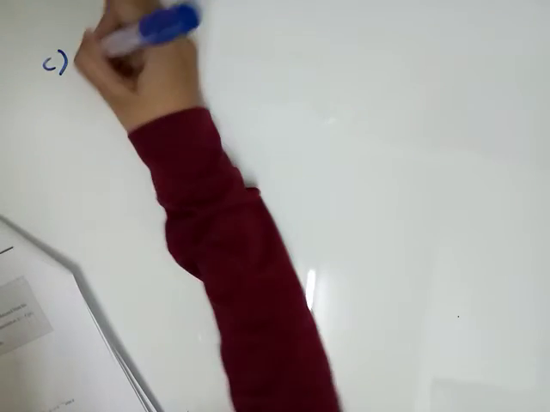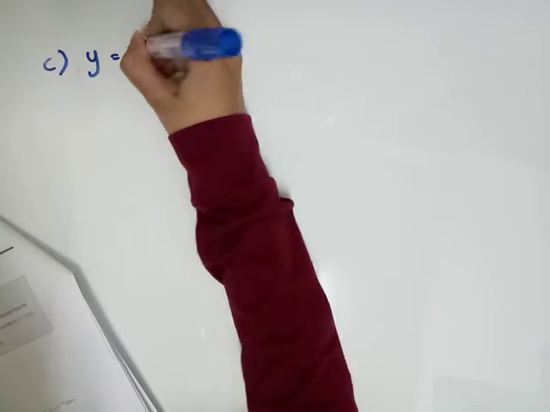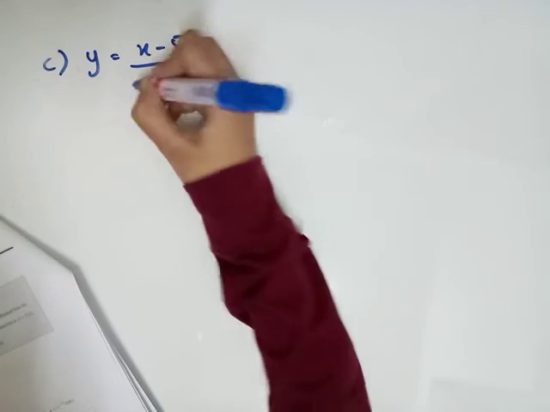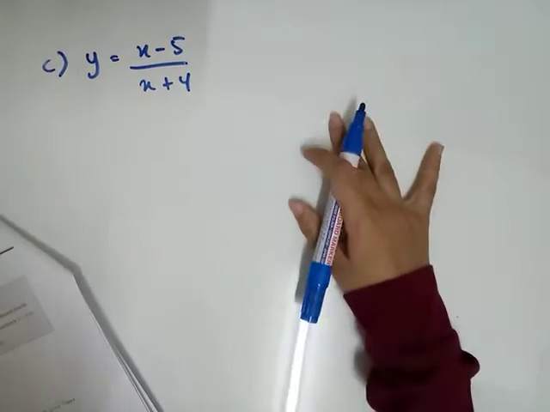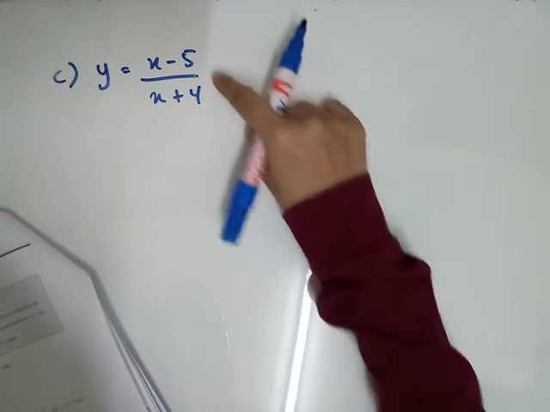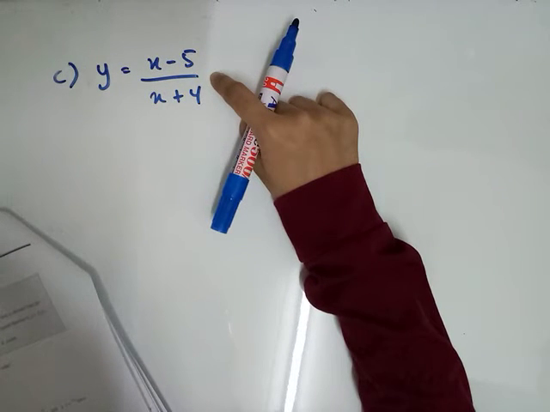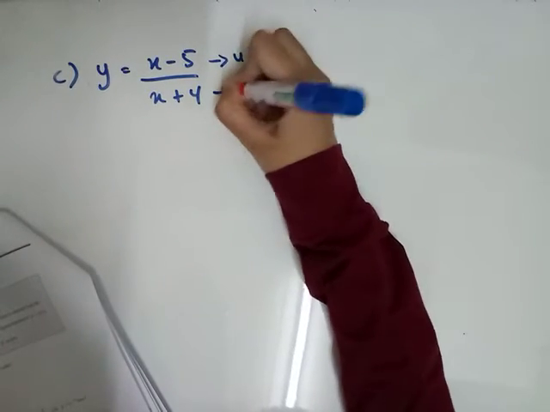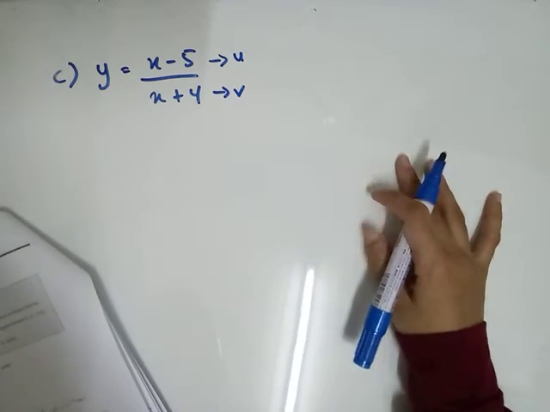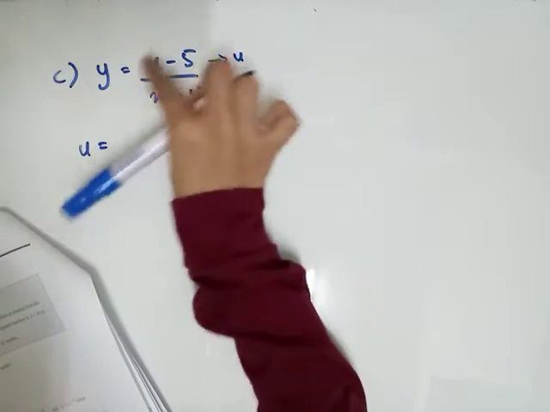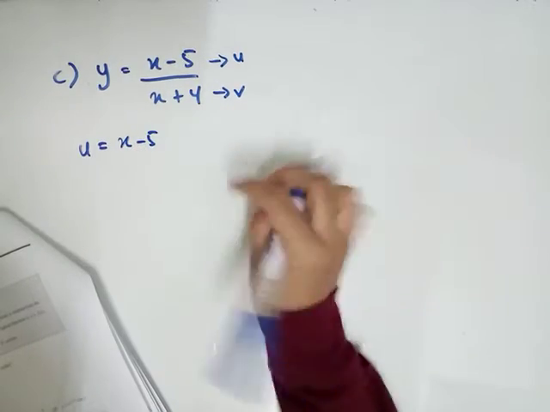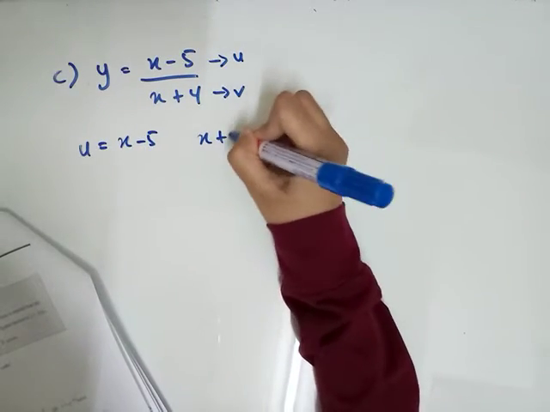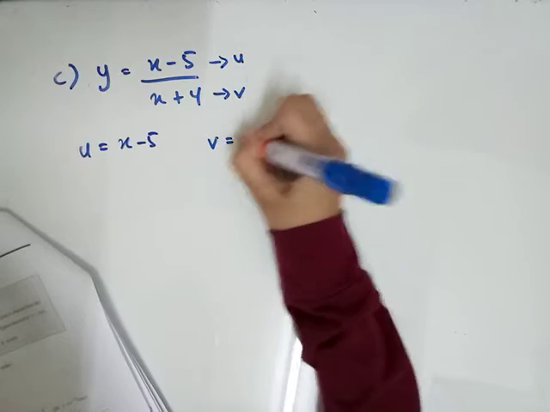C is y equals x minus 5 divided by x plus 4. So how to differentiate this one? We have division, that means we need to use the quotient rule or division rule. So we let this as u, and then this as v. So u is equal to x minus 5, and then v is equal to x plus 4.